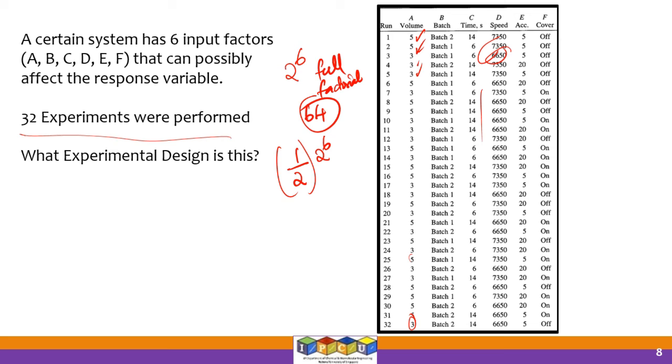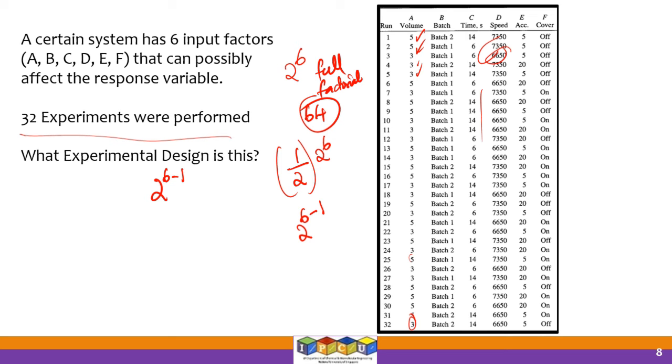So you can also represent it as 2 to the power of 6 minus 1 design. So people will understand that it is half fractional factorial of the full 2 to the power of 6 factorial. Okay, so that is what it means. So the answer would be, for example, 2 to the power of 6 minus 1. That is this design, or in words you can say it is half fractional factorial design for a full 2 to the power of 6 design. All right, so that is what it is.